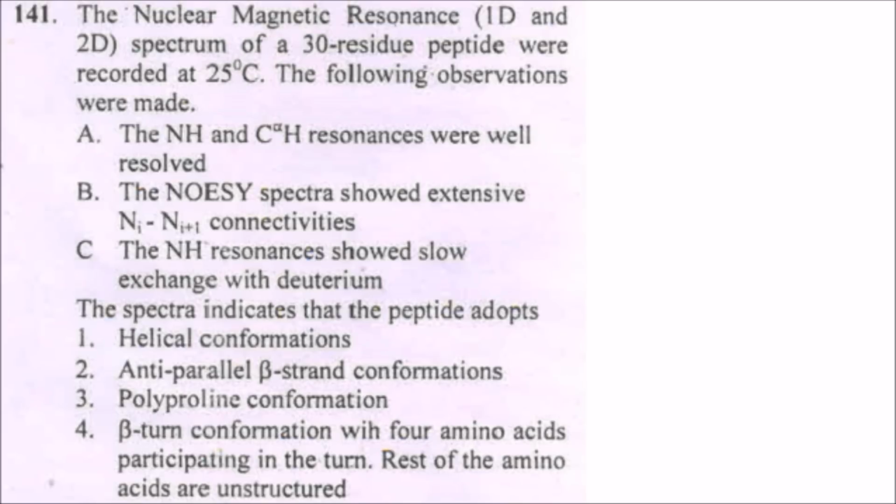NMR spectrum of the 30 residue peptide was recorded at 25 degrees Celsius. The following observations were made. The first observation is that the NH and C-alpha H resonances were well resolved. This is because of the hydrogen bonding in the NH.